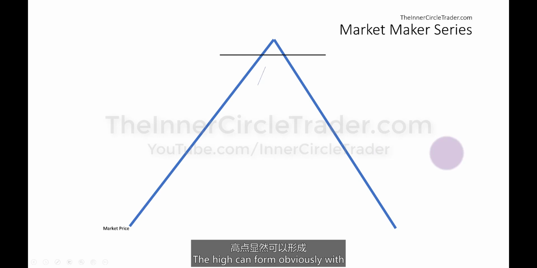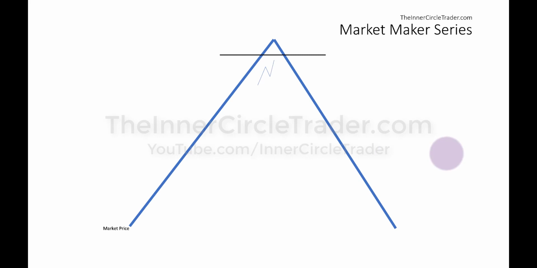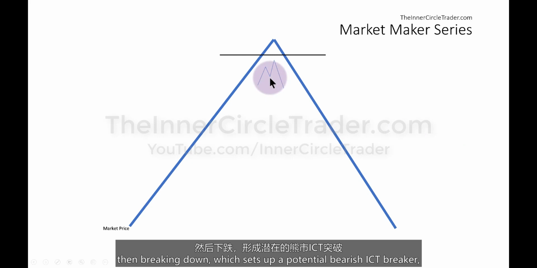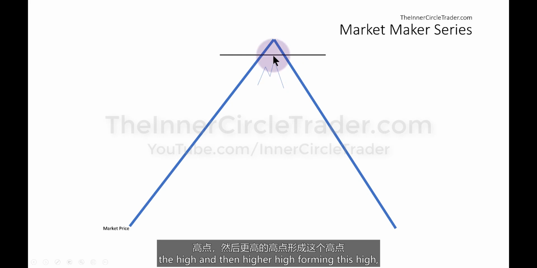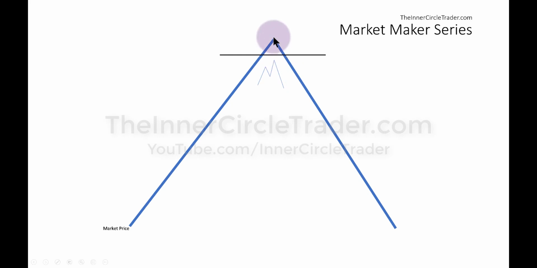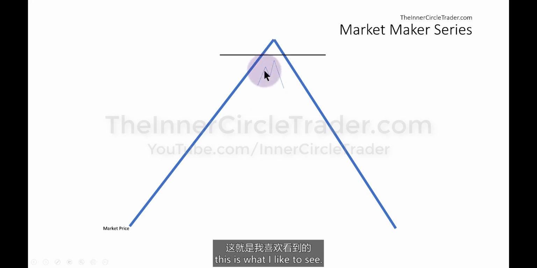The high can form, obviously, with the higher high and then breaking down, which sets up a potential bearish ICT breaker, which would be over here somewhere. But the high and then higher high forming this high, this is what I like to see. I'm more confident with this pattern.